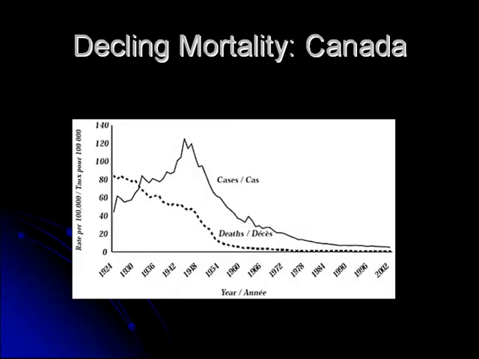Another graph just showing the incidence and mortality in Canada, and once again you can see that in the 50s the number of cases and the mortality declined, and it's remained stable since about the 70s.